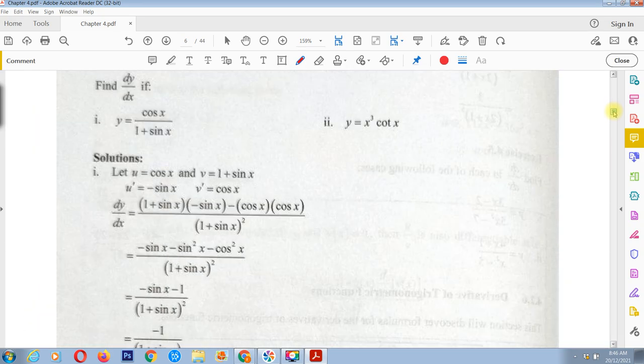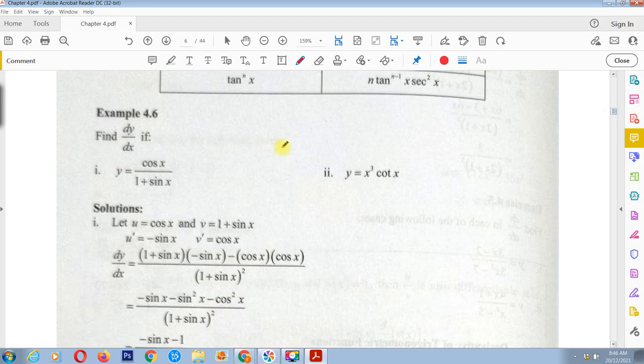So here, we can use the quotient rule. This is the quotient rule. So we have v u prime minus u v prime, and then v squared.